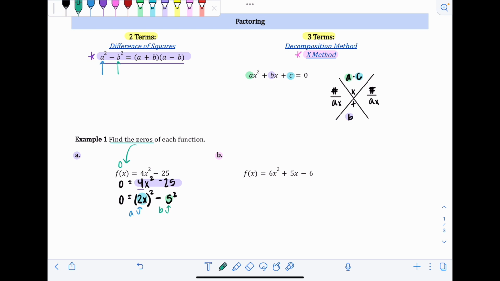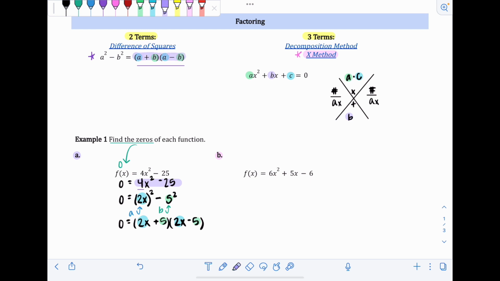And now we just need to fill in a and b into the second part of this formula right here. So a is 2x, we're going to put that in for both of the a's, and b is 5, we'll put that in for both of the b's into this portion of the formula. That portion is going to give us our final answer. So this would be 0 equals a plus b, so 2x plus 5. And then a minus b, so 2x minus 5.